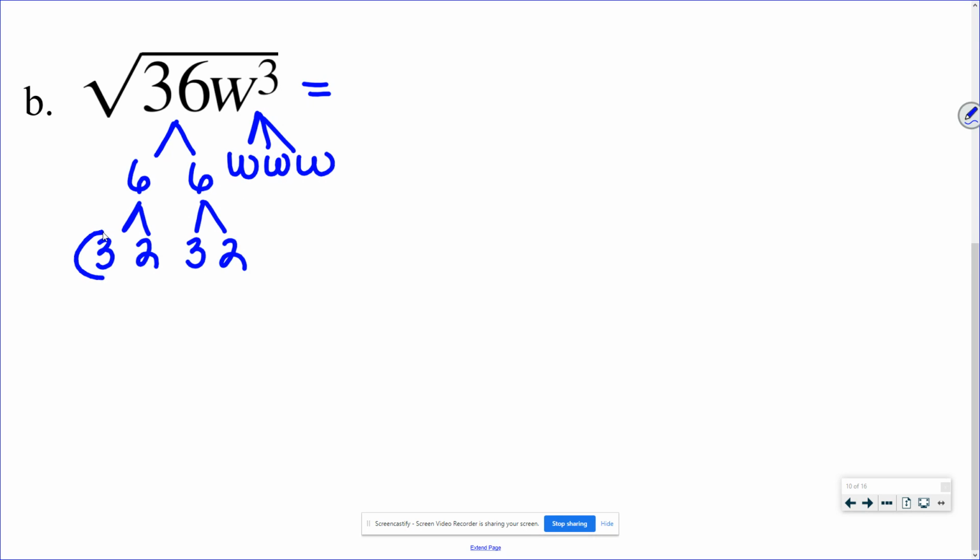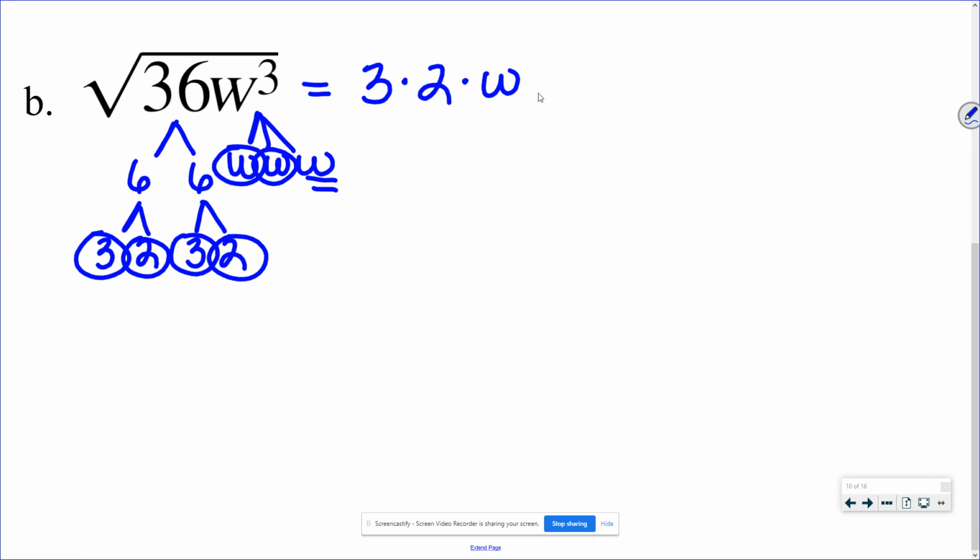So let's circle all the things that have matches. So I have a 3 that has a match. I have a 2 that has a match. And I have a W that has a match. The only thing that doesn't have a match is one of these W's. So one of these W's will go back inside the radical. And then all this stuff here that got taken out needs to be multiplied together. So this would simplify to 6W radical W.